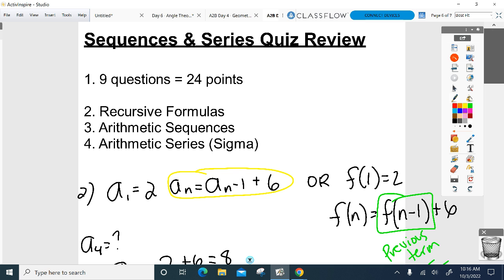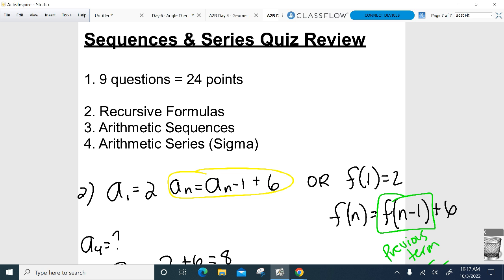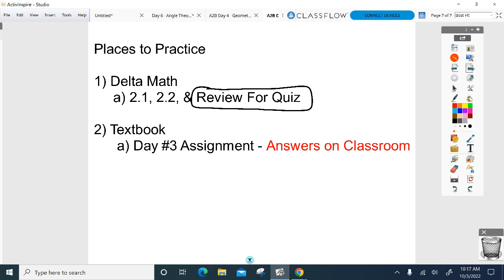All right, what do you guys got? What do I have for you today? Here you go. 2.1 and 2.2 on Delta Math. I don't know if everyone finished it or not. If you didn't, those are great questions. And there's a separate review that I made solely for this quiz. And then finally, the textbook questions from Friday. So look at your notes from Friday. There's those textbook questions and pages I suggested. Take a look at that. And the answers to those are on Classroom.